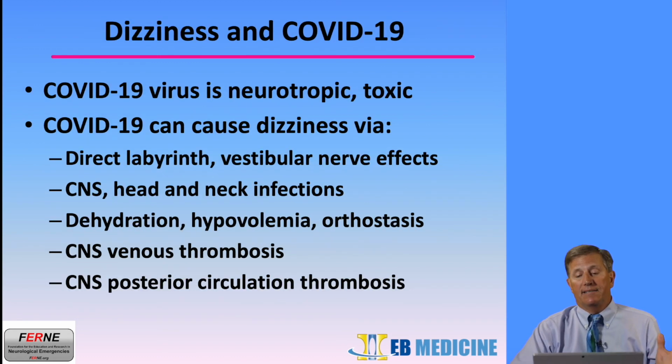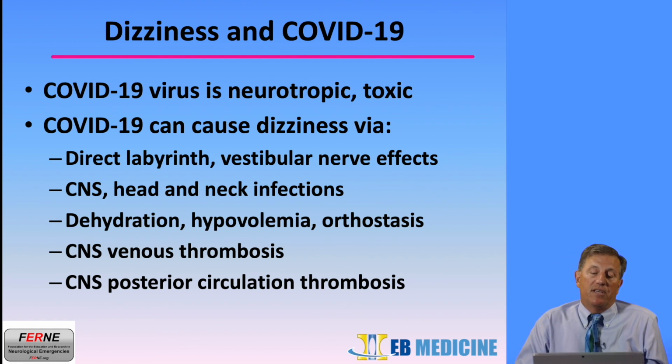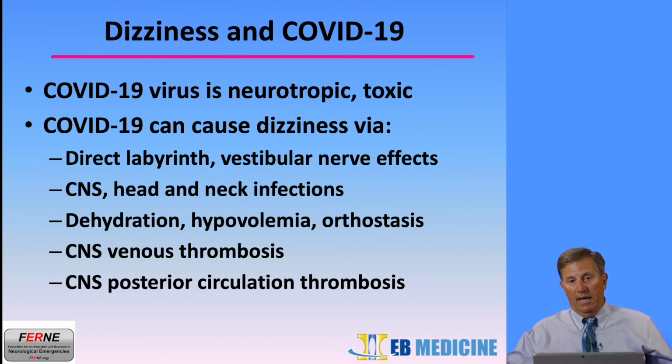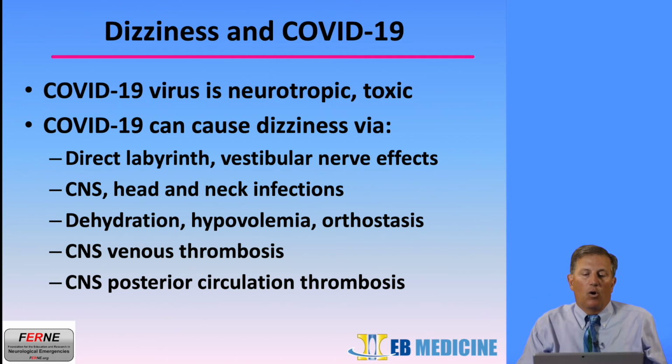What about dizziness and COVID-19? So we know that COVID-19 virus is neurotropic. It likes to go to nerves or nervous tissue. Where is that most commonly found? In the CNS and in the gut. So COVID-19 can cause dizziness via these following mechanisms.